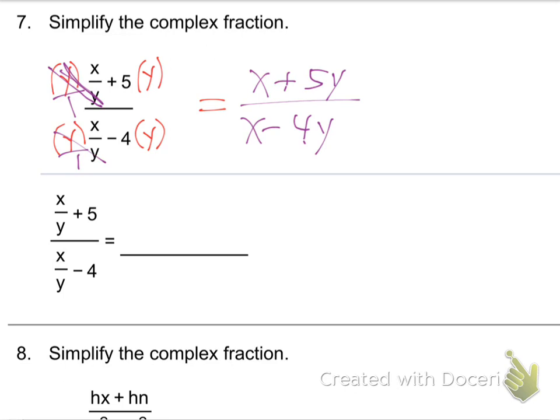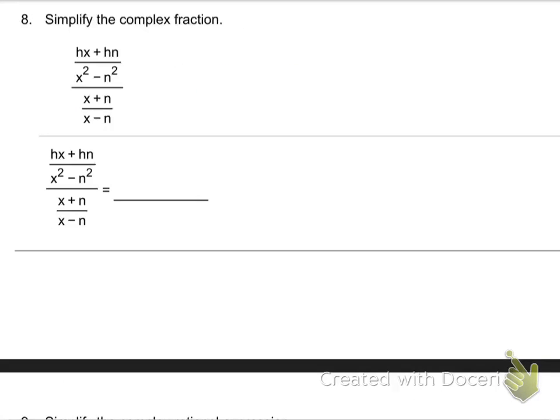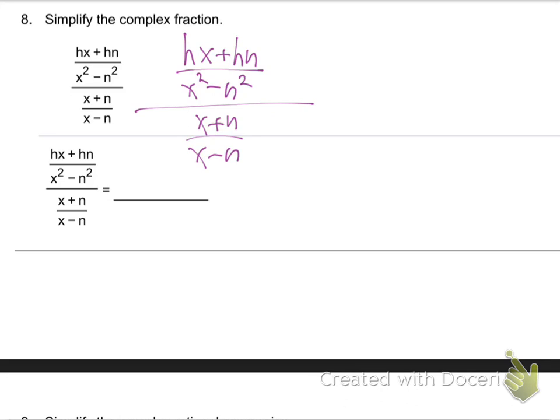All that. Is that good? Questions? All is well? All right, so let's try that. It's kind of a mess, and let me write it a little bigger. So it's hx plus hn over x squared minus n squared, all over x plus n over x minus n. So there you go. Try that one.